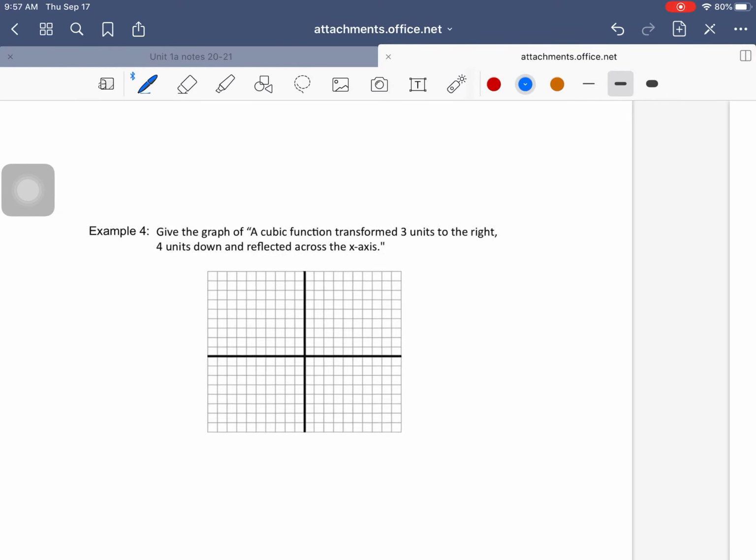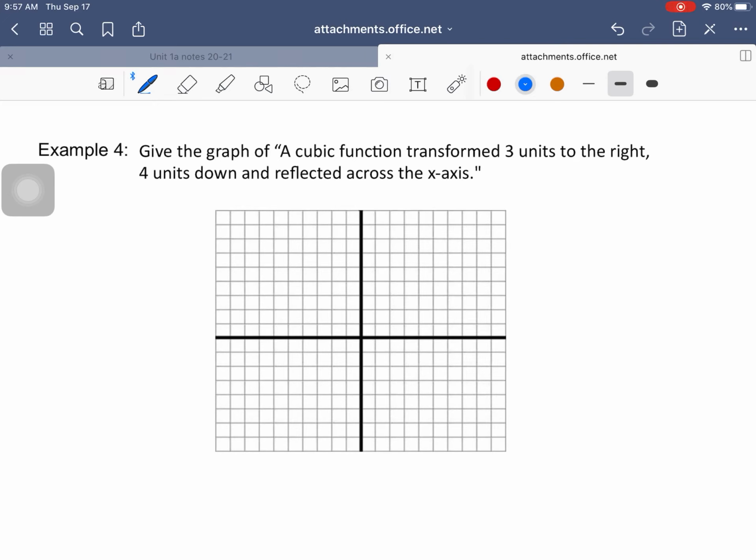All right, on our last example, we're actually going to do the opposite. So we have to read the sentence and then draw the function that it wants us to draw. So it's a cubic function. I just do a quick little draw of what that looks like. If we want to draw a cubic function on the actual graph, we have our key coordinates. A lot of times I like to draw it very visually. I'm a visual person, and a lot of people are. We need to transform it 3 units to the right.